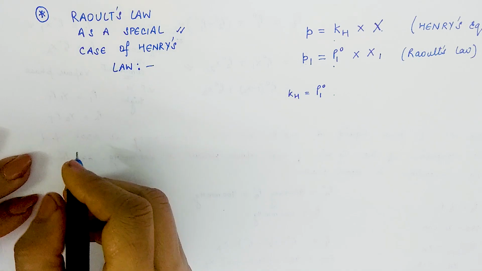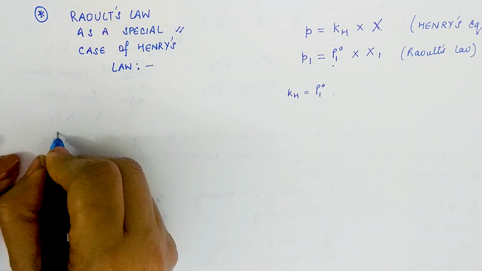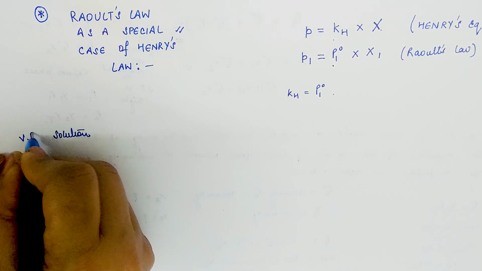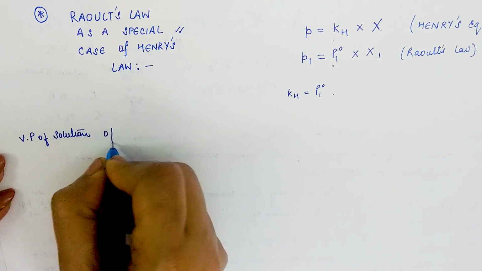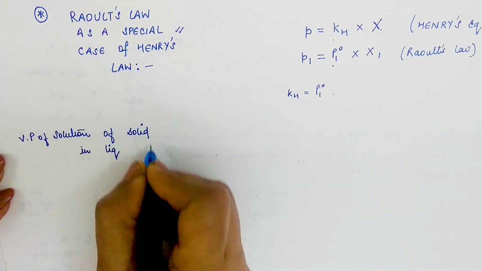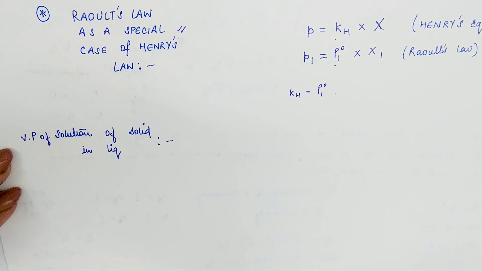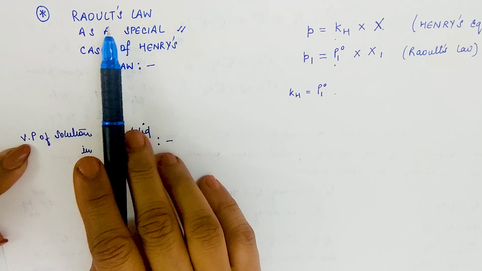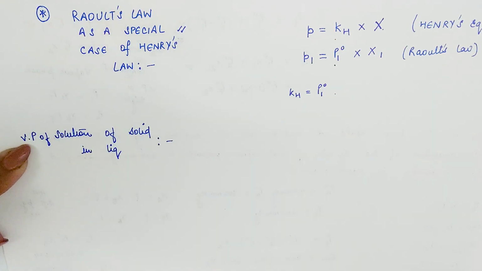Now, proceeding with this, we will talk about the vapor pressure of solution of solid in liquid. This is the second case we are talking about. We are dealing with the topic of vapor pressure, and in the previous lecture we talked about vapor pressure and the factors which affect it. Then we talked about a liquid-liquid solution in which we discussed Raoult's law, and then we discussed the numerical along with Raoult's law as a special case of Henry's law.